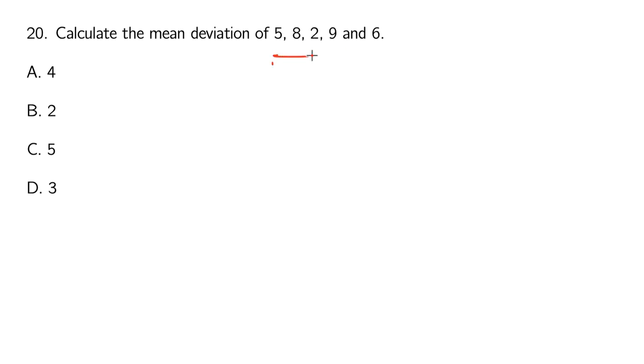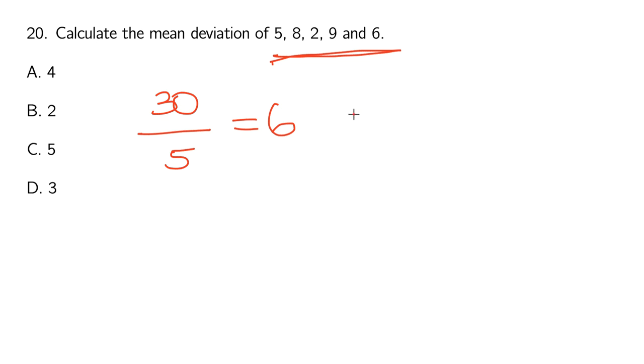So first we need to find what the numbers are deviating from. Normally we find the deviation from the mean. So we need to find the mean of these numbers, and we have to add them up. So 5 plus 8 is 13, plus 2 is 15, 9 plus 6 is also 15. So when we add the 2, we get 30. And then we divide by how many numbers there are. There are 5 of them, so the mean is 6.